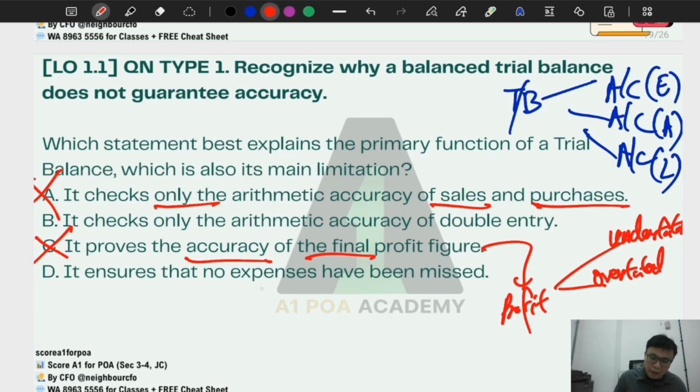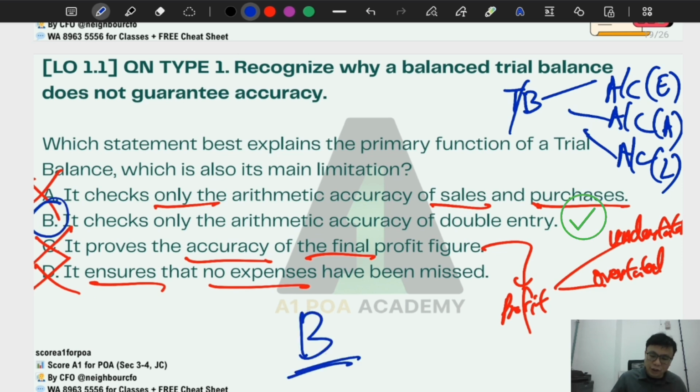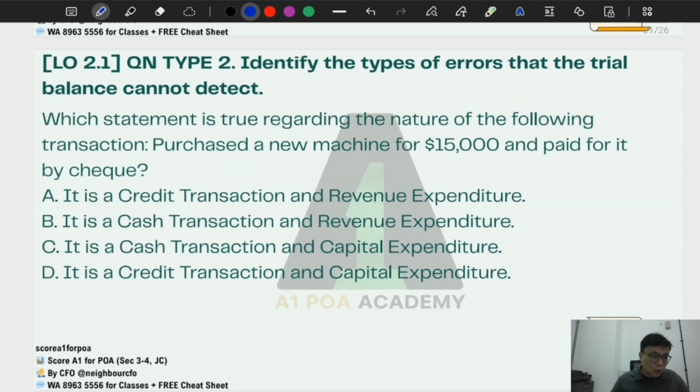Next, it ensures that no expenses have been missed. Again, this is wrong because it can't ensure that. If you omitted to record the expenses account, you will still be able to get your TB to balance, and therefore the answer must be B. It checks only the arithmetic accuracy of double entry, whereby your debit side and your credit side values will be the same. The next question.